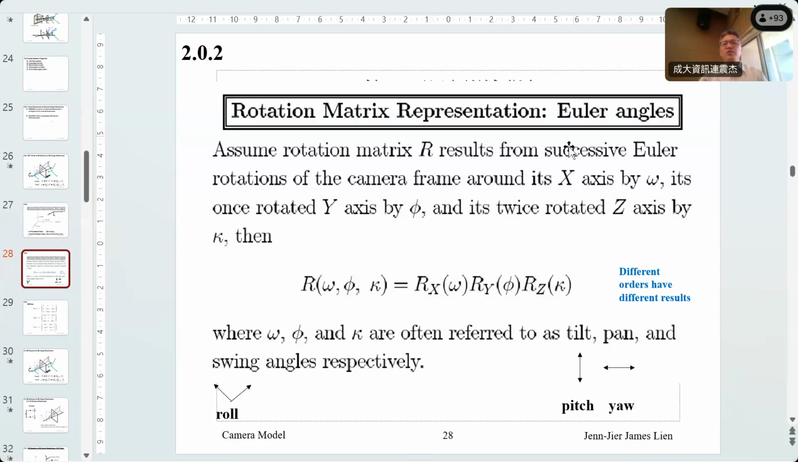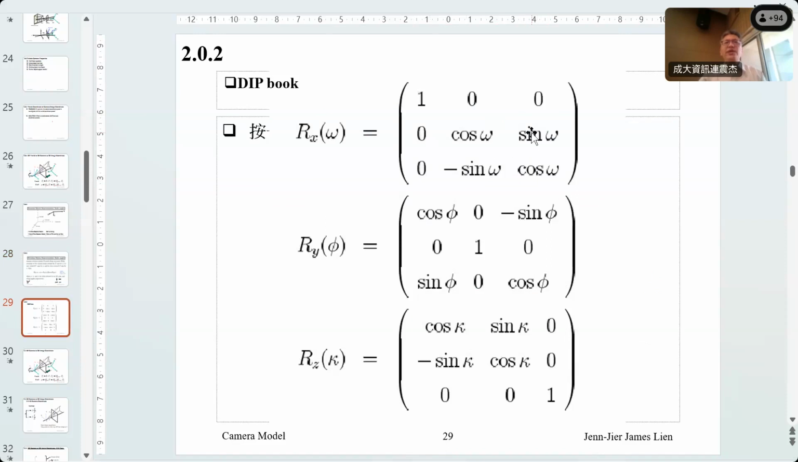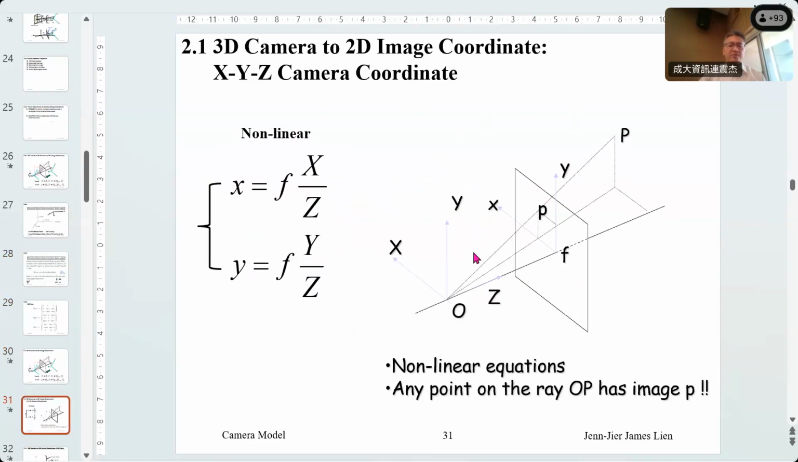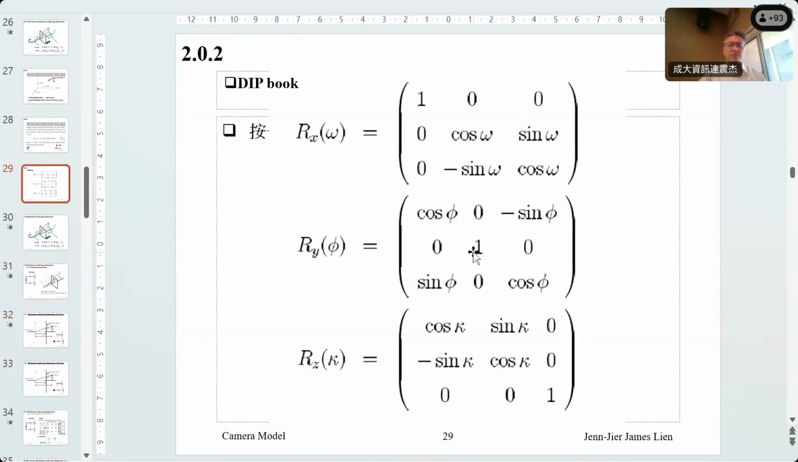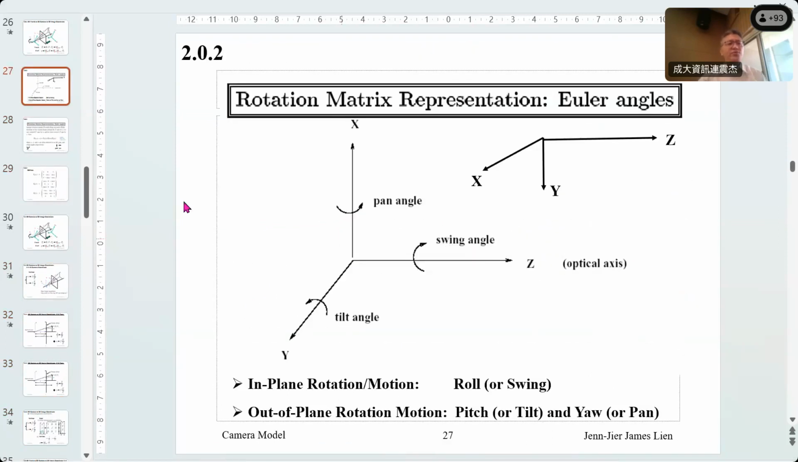For the rotation, usually we use the Euler angle. So what's the Euler angle? Each axis has a rotation angle. Like this one, we have omega, phi, and kappa. Here, it's page 27. 每个轴它都有旋转坐标嘛，旋转这3个。Here is the definition, how we call this one.